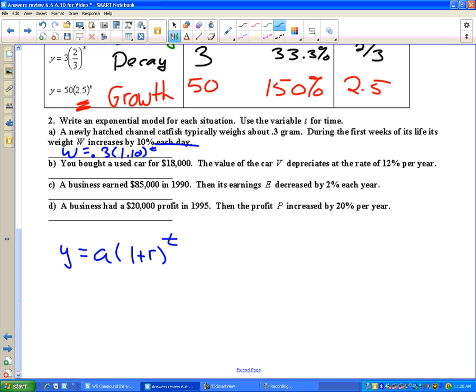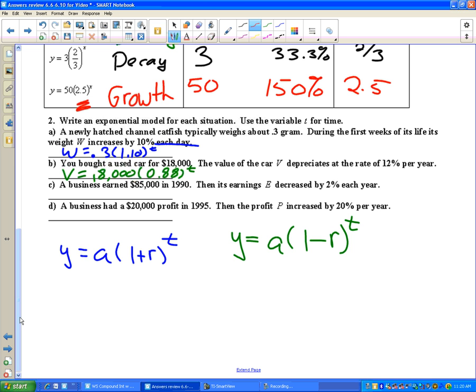You bought a used car for $18,000. The value depreciates 12%. Remember, this is decay, so this is a times 1 minus r to the t power. So the value V is equal to my initial amount of $18,000 times 1 minus 0.12, which is 0.88 to the t power. 1 minus 12%, or 1 minus 0.12 is 0.88.